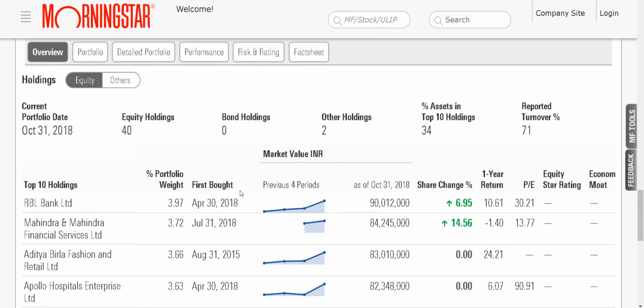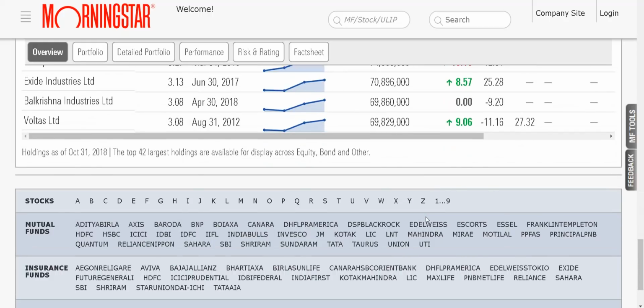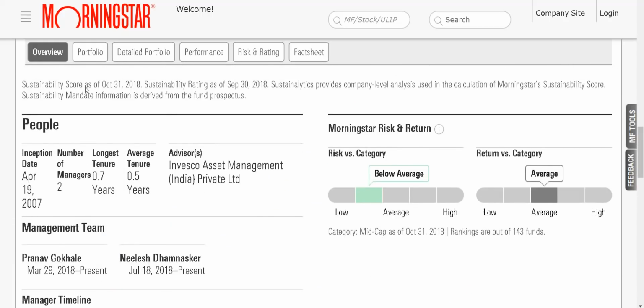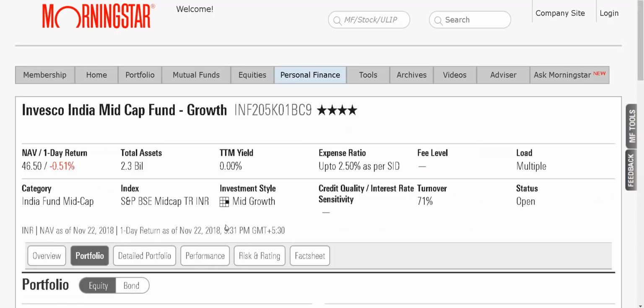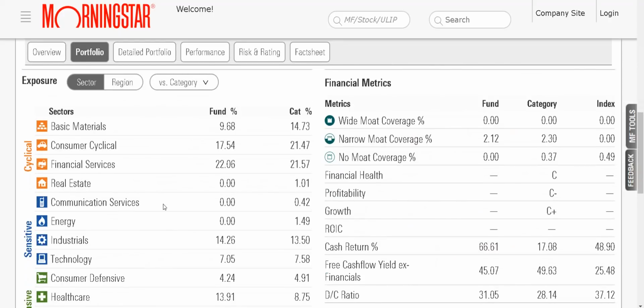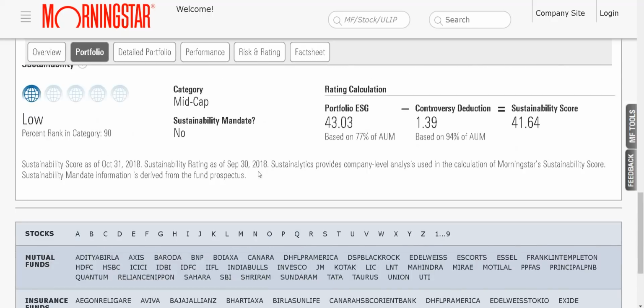In terms of holdings, it gives you detailed holdings of when the stock was sold, how much was sold, and so on. You can get that in the detailed portfolio. I'm not going to get into that. So the information you see here will also be found in the portfolio tab. So this is the portfolio tab. You'll get a little more details about the sector allocation and so on. So don't worry about this.